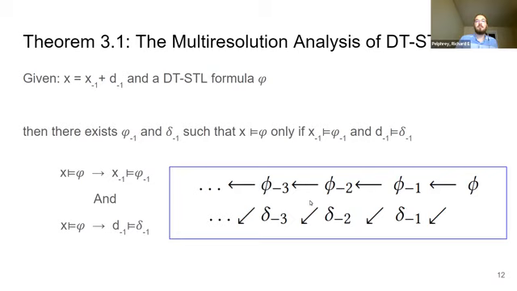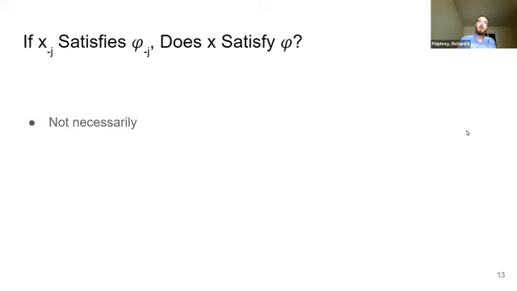Now, the question that you might be asking is, can we say that if x minus 1 satisfies phi minus 1, does that mean that x satisfies phi? And the answer to this is not necessarily. The approximation is a projection, so we've lost information. We do not have access to enough information about the signal to determine satisfaction of the original signal. We can only really find a violation.